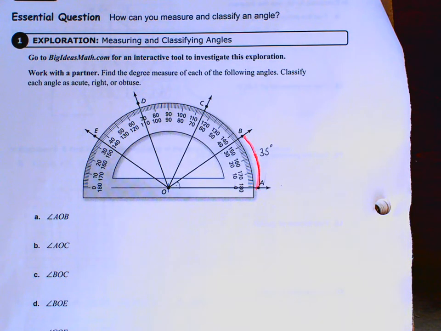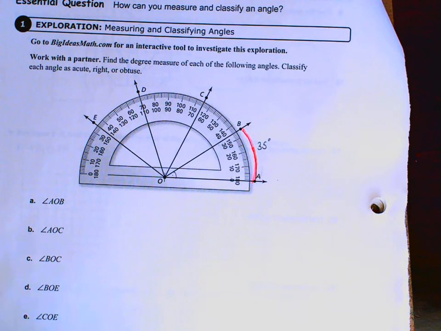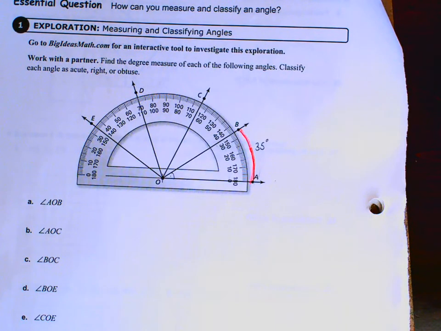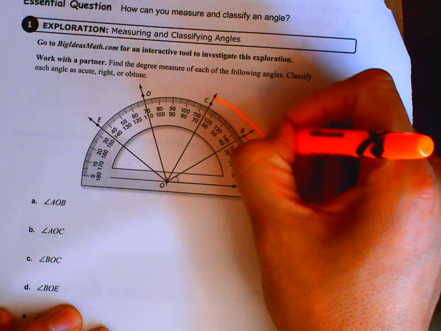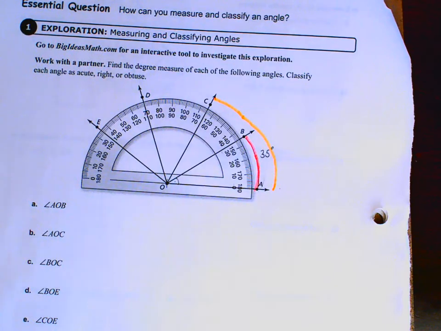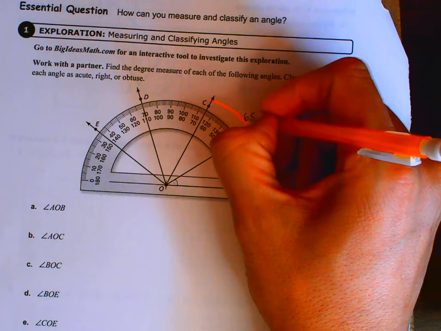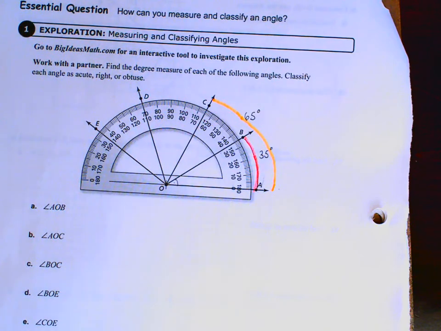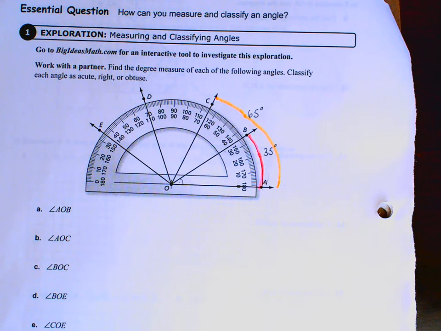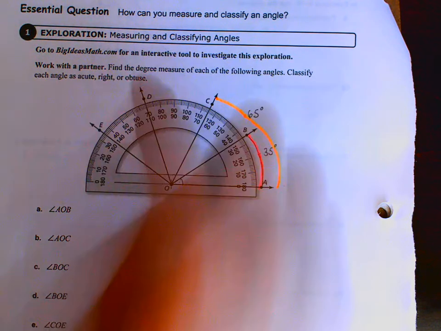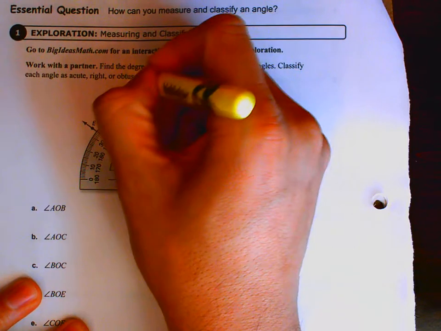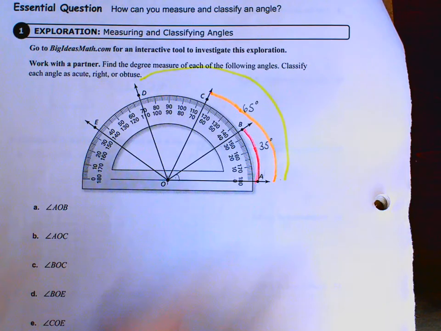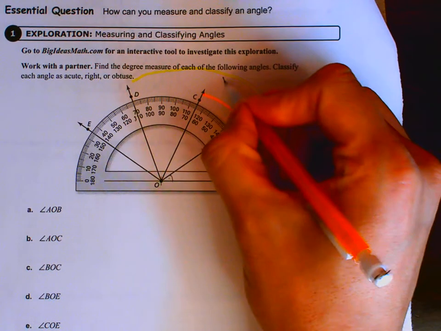Okay. Now I'm going to use a different highlighter for the next angle. The next angle is angle COA. Okay, and that angle is this one right here. Okay, and that degree happens to be between 60 and 70, so that is 65 degrees. The next angle, if I can find a different colored highlighter, is angle DOA. That's the larger angle. And this angle right here, according to what we see, is about 110 degrees. So that's about 110 degrees.